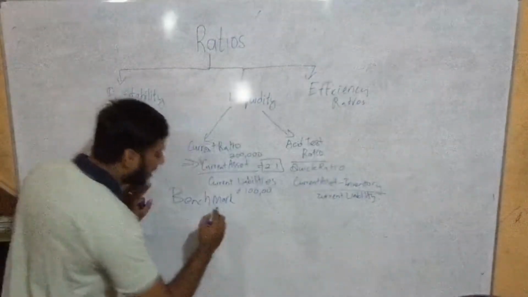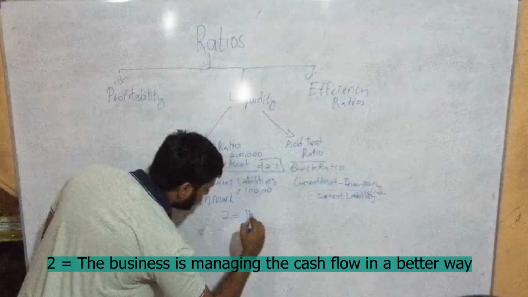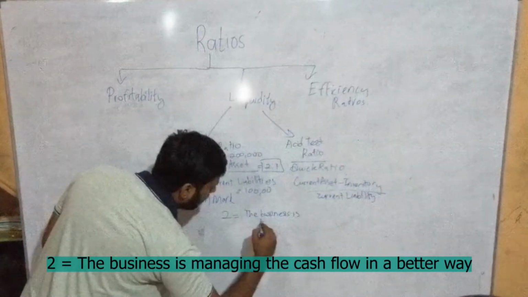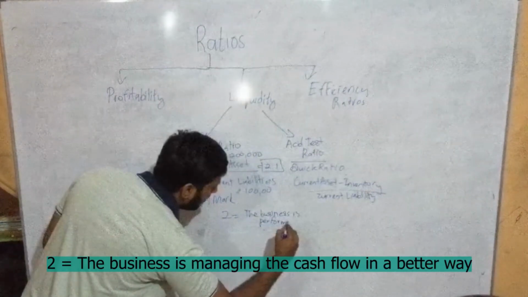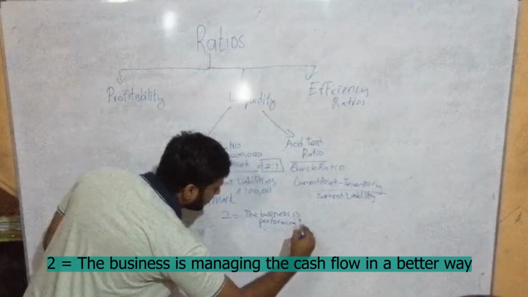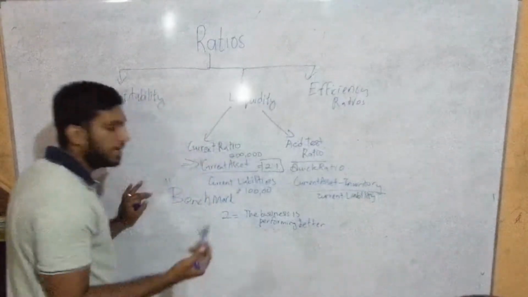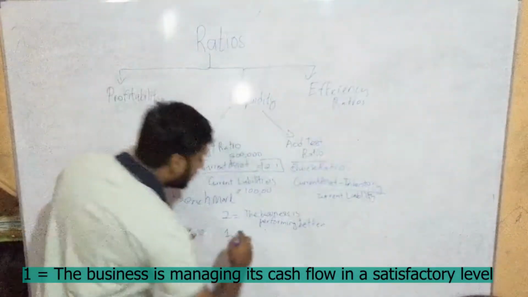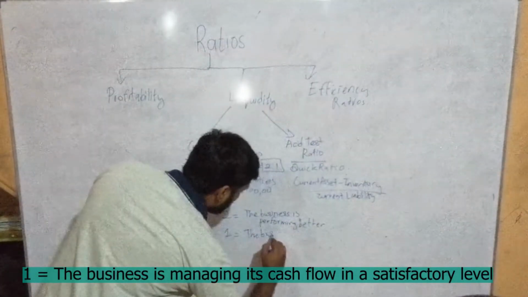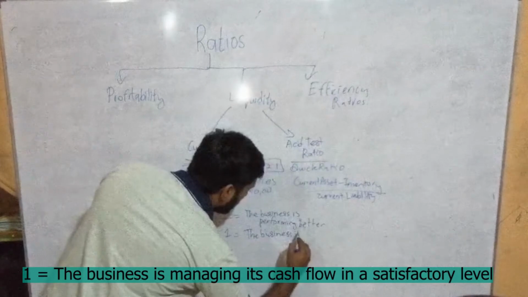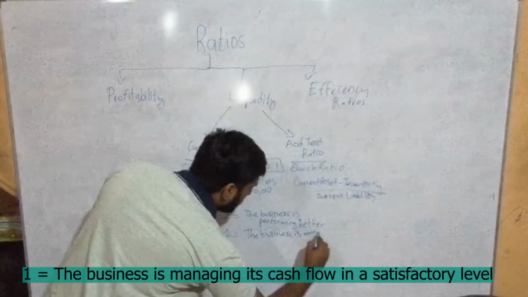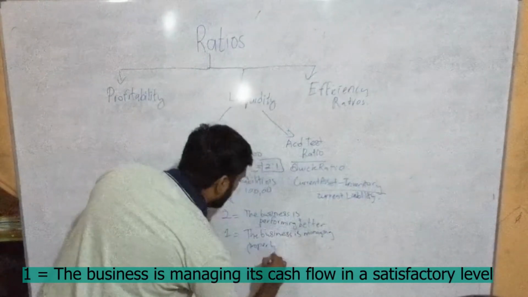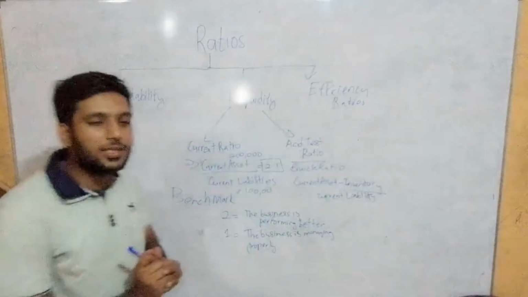If your benchmark is 2, the business is doing good. Okay, the business is performing better or at best. But I'm going to say again, there's another benchmark you need to know, 1. Okay, if the benchmark is 1, the business is managing properly. Properly means it's okay, the business is somewhat managing.